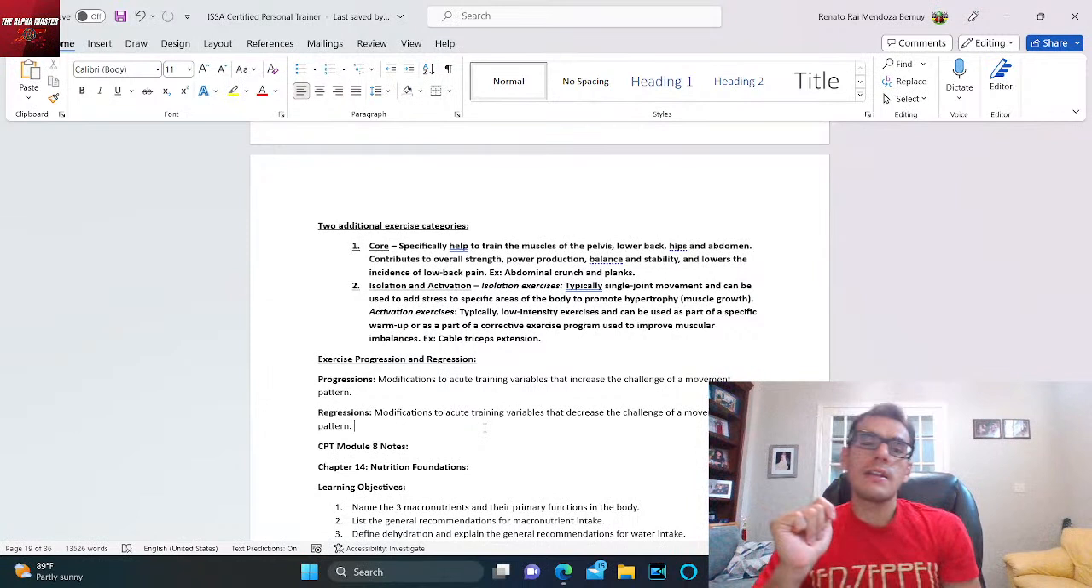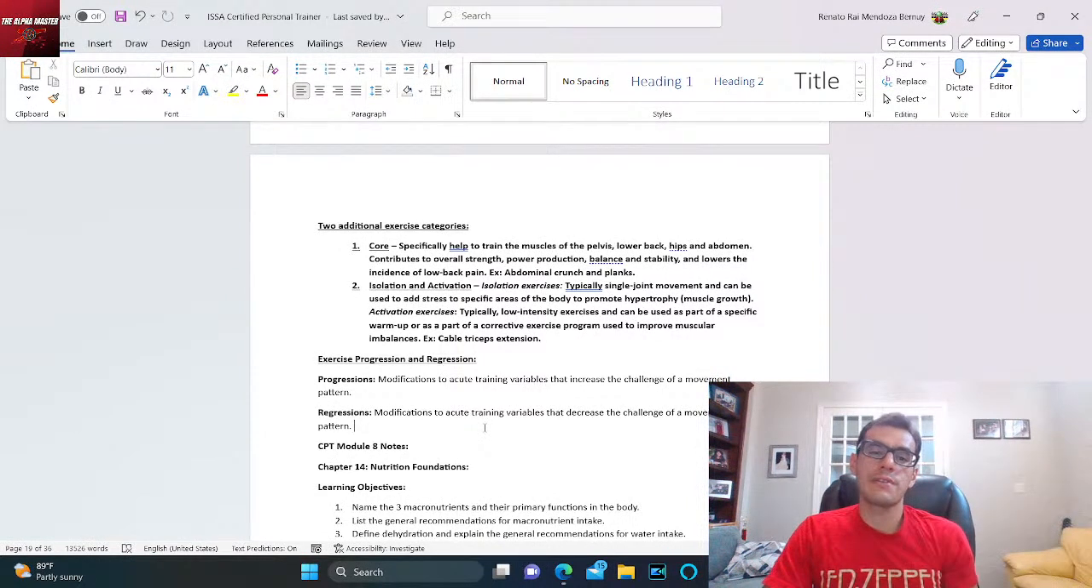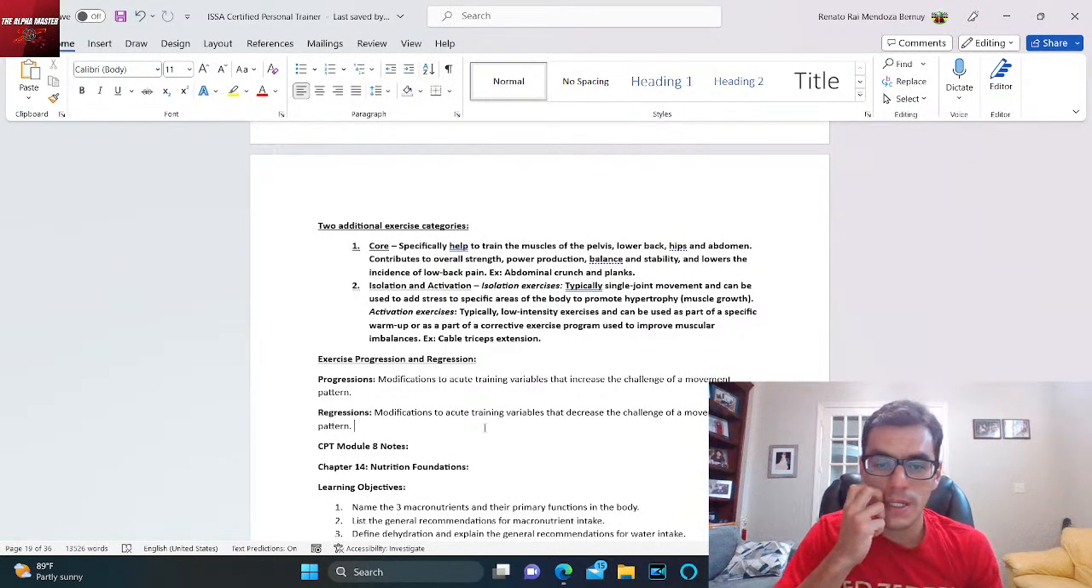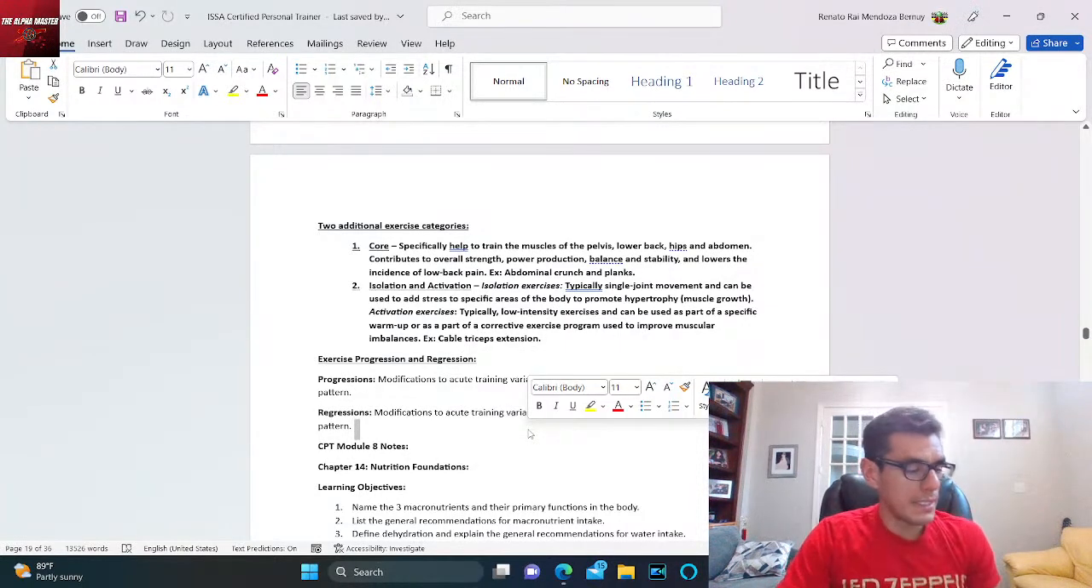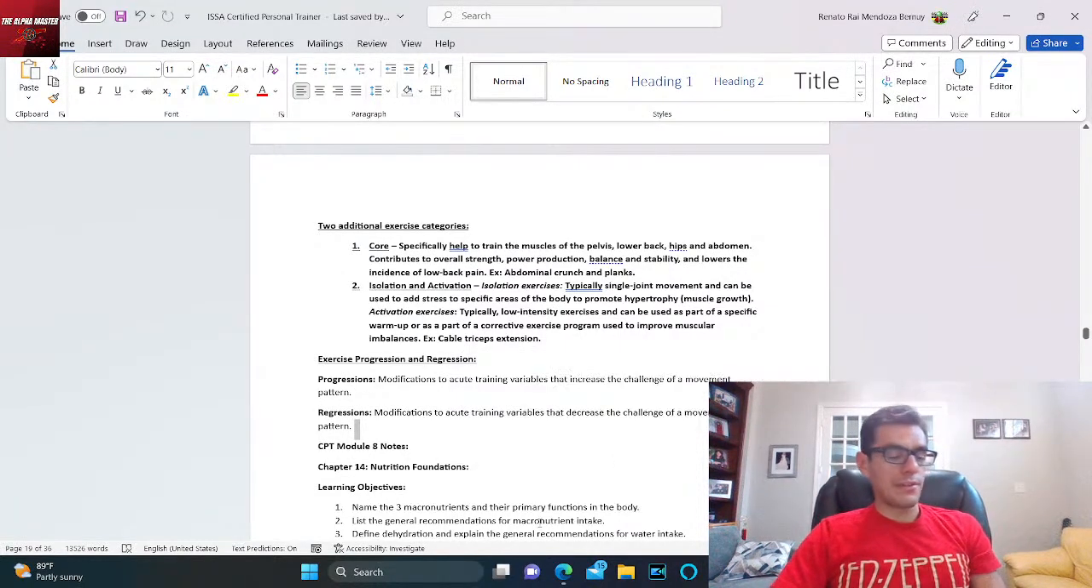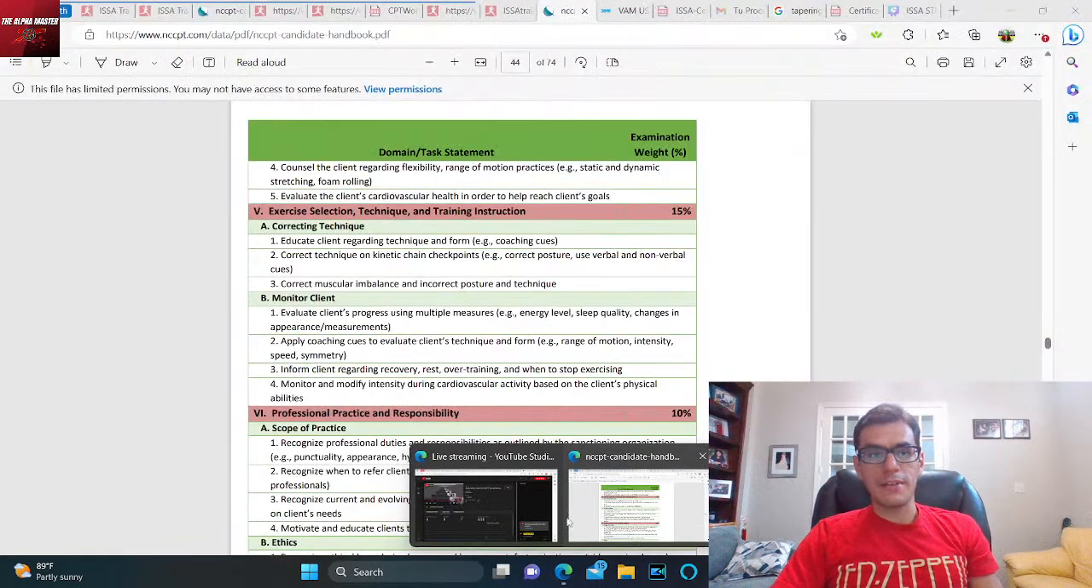Exercise progression and regression. Exercise progression is modifications to acute training variables that increase the challenge of a movement pattern, and regression is modifications to acute training variables that decrease the challenge of a movement pattern. And power is a combination of strength and speed.